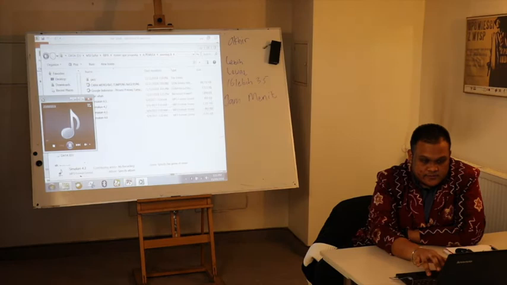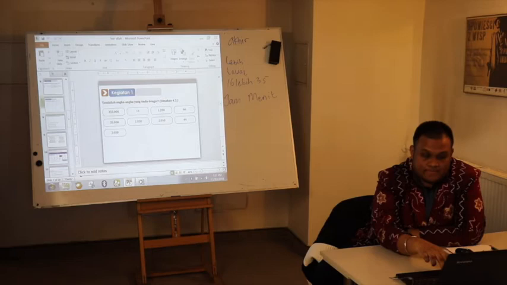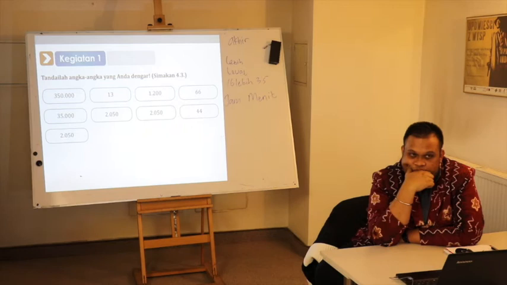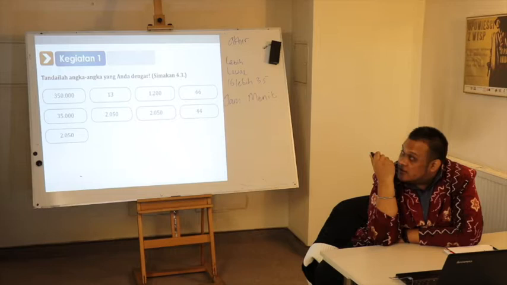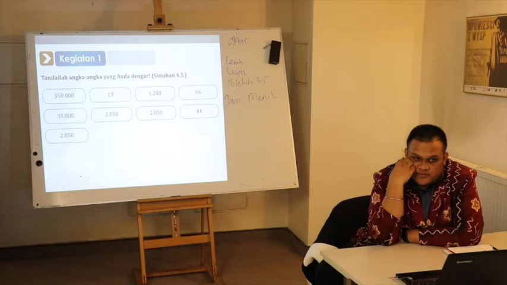Simakan 4-3. 1. 35.000. 2. 30. 3. 1200. 4. 66. 5. 2015. That's it.